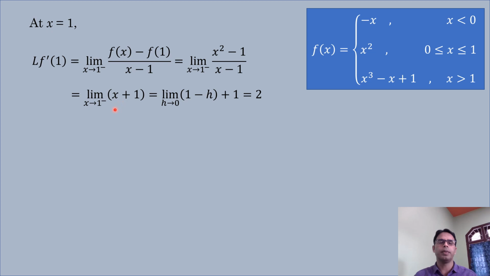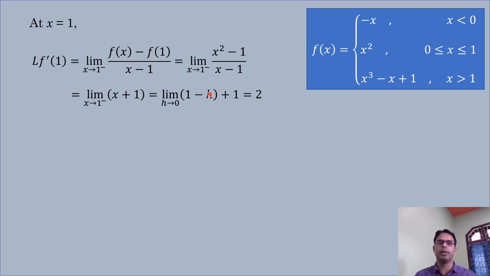So x will be replaced by 1 minus h. This is 1 minus h, plus 1 is already here, h is 0. So 1 plus this one is equal to 2, because h is 0. So 1 plus 1 will be equal to 2. So our left hand derivative at 1 is equal to 2.